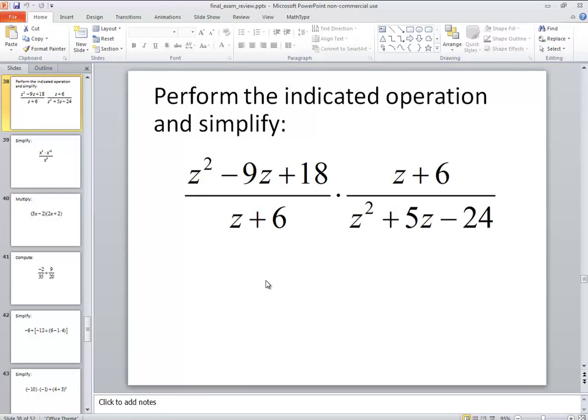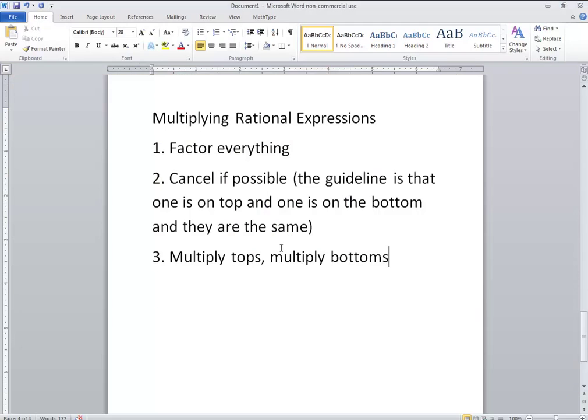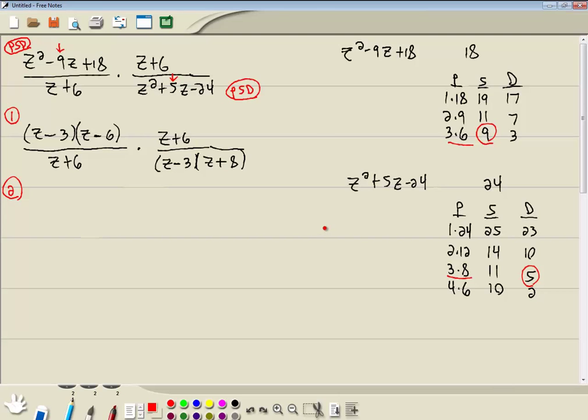So step 2. Cancel if possible. The guideline is that one is on top, one is on the bottom, and they're the same. Well, here's a z plus 6, and here's a z plus 6. So those are going to cancel. Now over here, we got a z minus 3, and here's a z minus 3. So those will cancel.